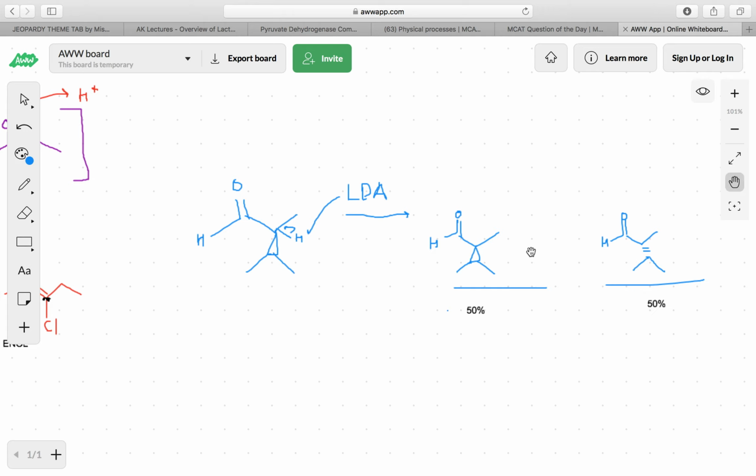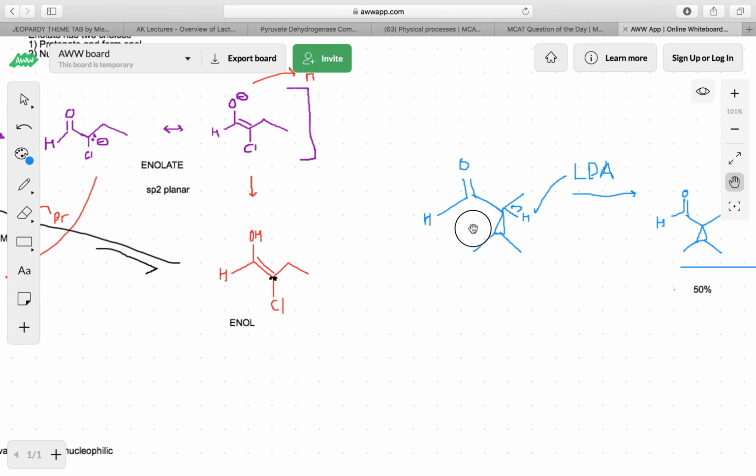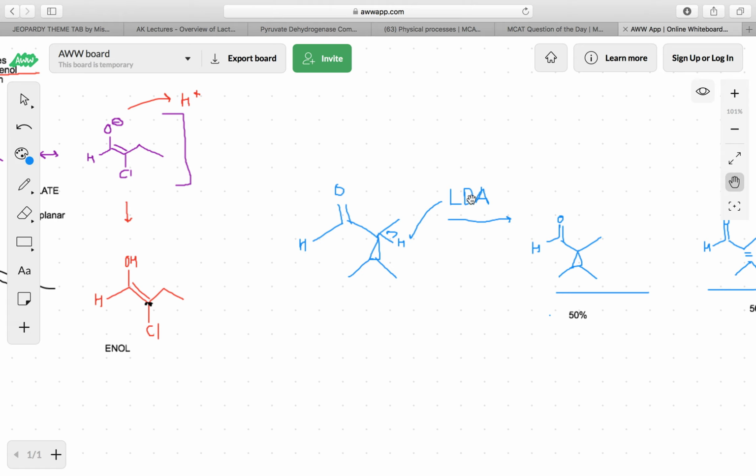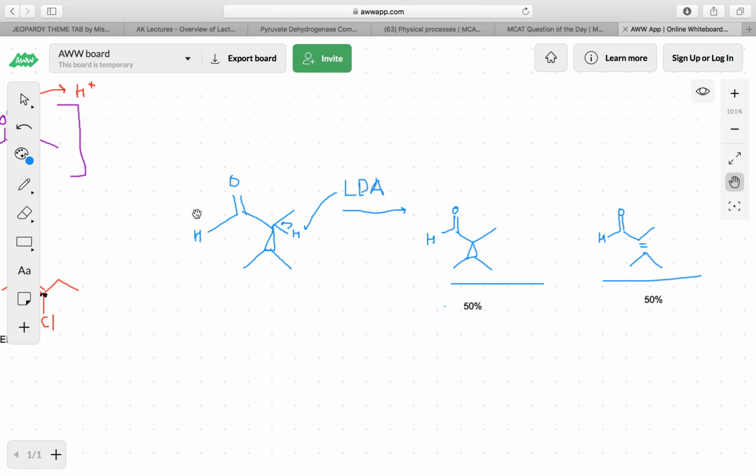And the reason why we get a mixture of racemic things is because in this enolate state, we essentially eliminate stereochem because we go into an sp2 planar state. So yeah, we use LDA to create the enolate, and then you could just say add water or H+ to regenerate our enol. But our enol will have like 50% R, 50% S.